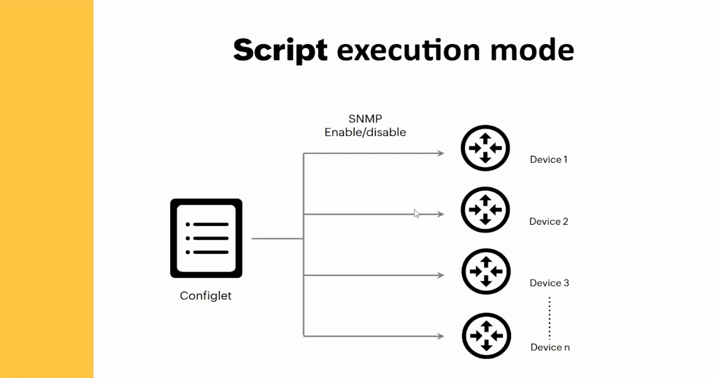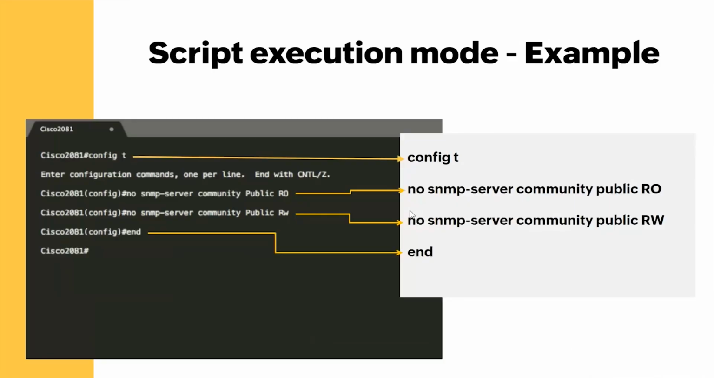So in script execution mode, commands are executed sequentially on the selected devices. So this mode is suitable for simple commands such as enabling or disabling SNMP on multiple devices. So on the screen here, you can see an example of a script execution mode command. On the left, it's shown in black as it would appear in PuTTY. And on the right, it's displayed in the configured content area of Network Configuration Manager.